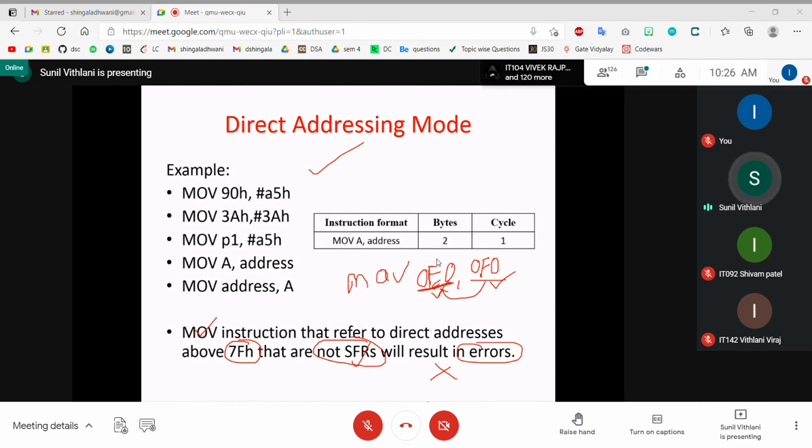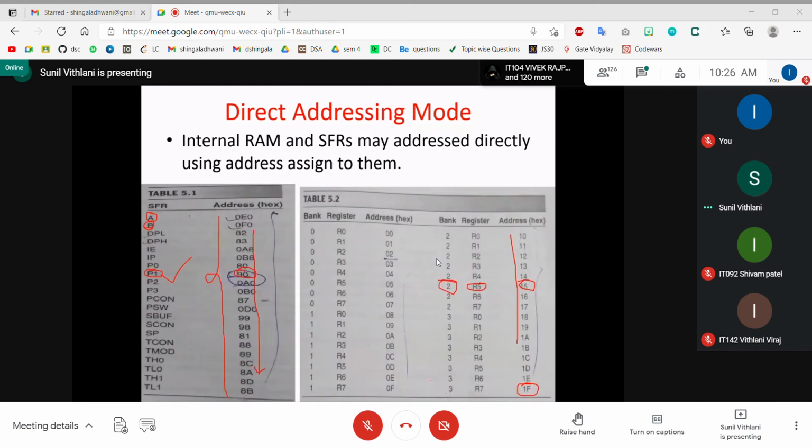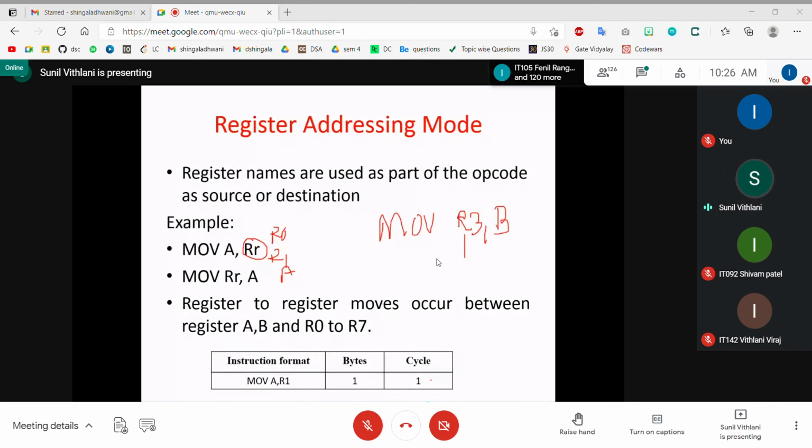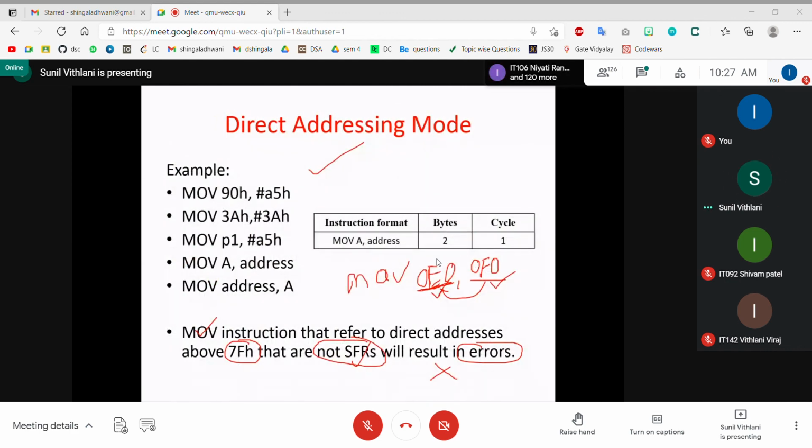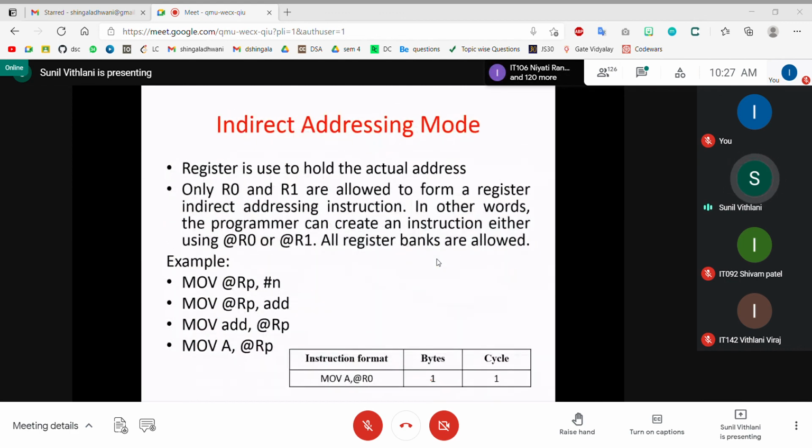So we have seen three modes: immediate, register, as well as direct addressing mode, and then indirect addressing mode. So indirect addressing mode में हम क्या करेंगे? So in this indirect addressing mode, our address will be stored in one of the registers, and from that address we will access our memory.